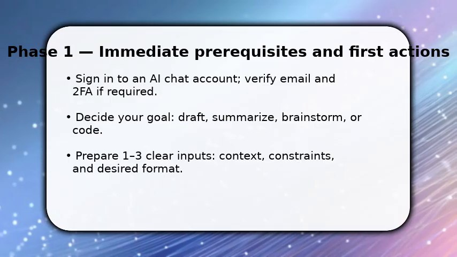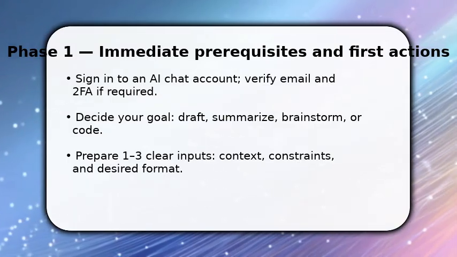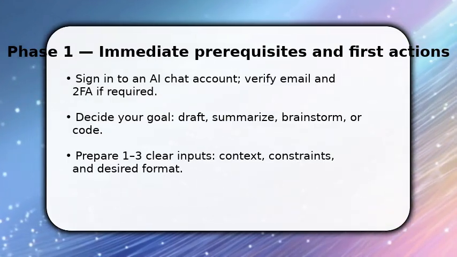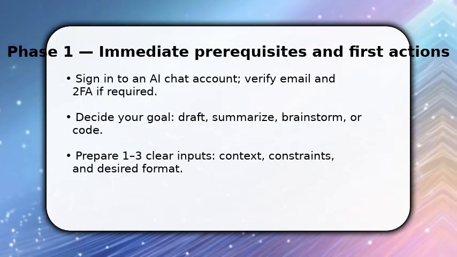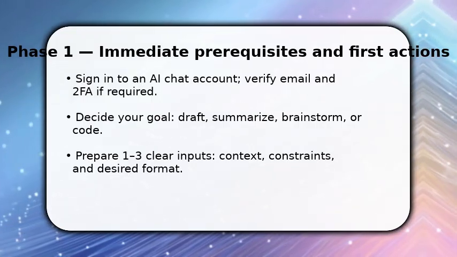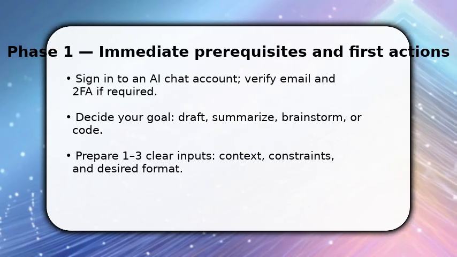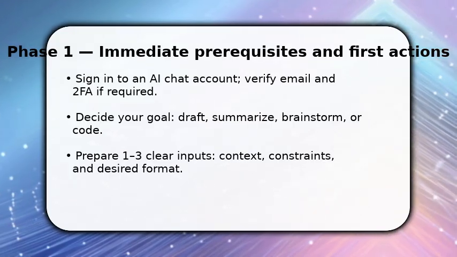You have the basics ready, now start. Open your AI chat and paste a short context. Give one clear goal, such as summarize or draft. Next, add constraints, length, tone, and format, e.g., 200 words, bullet list, formal.